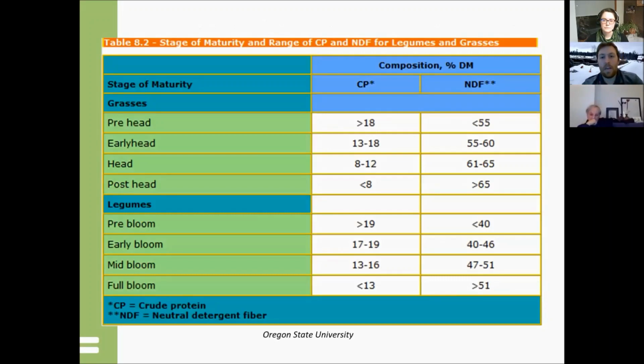So this is a table from Oregon State, and it has the stages of maturity in both grasses and legumes. And so these 4 different stages should correspond pretty closely to each other. So for example, pre-head corresponds to pre-bloom. So if you can follow the column that says CP here, that's crude protein, pretty much at every stage, the legume has higher crude protein than a grass. So obviously something that you'd want to make available to your cattle.